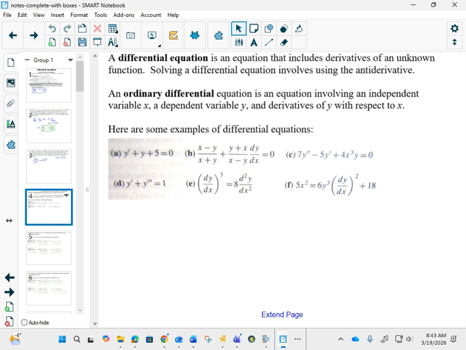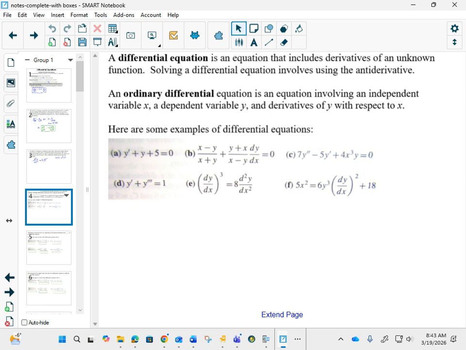So a differential equation is an equation that includes a derivative, and I sometimes even think of them as derivative equations because really you're saying a derivative equals. But it's called a differential equation because it could be a second derivative equals.